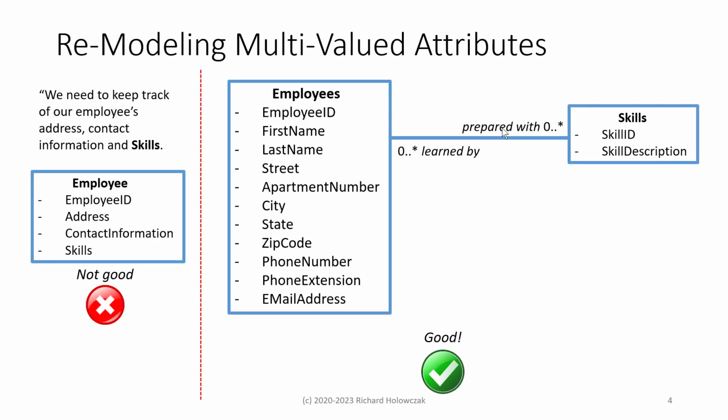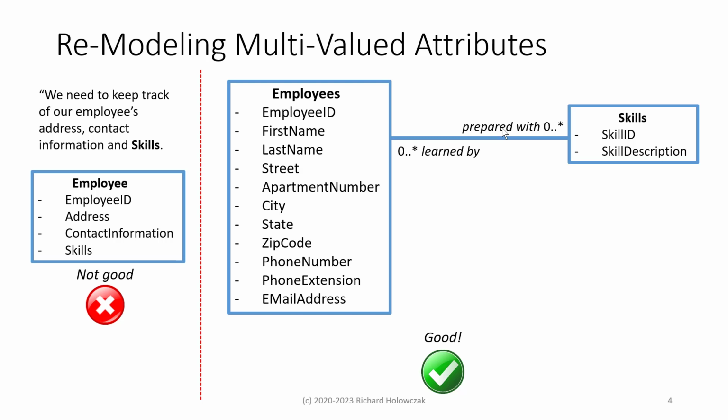First topic I want to discuss is remodeling multivalued attributes. Imagine that we get the following information from our users. We need to keep track of our employees' address, contact information, and skills. It makes sense. If you have an employee, you want to know how to contact them, you want to know where they live, so you can send them a paycheck, and you'd like to know what their skills are.